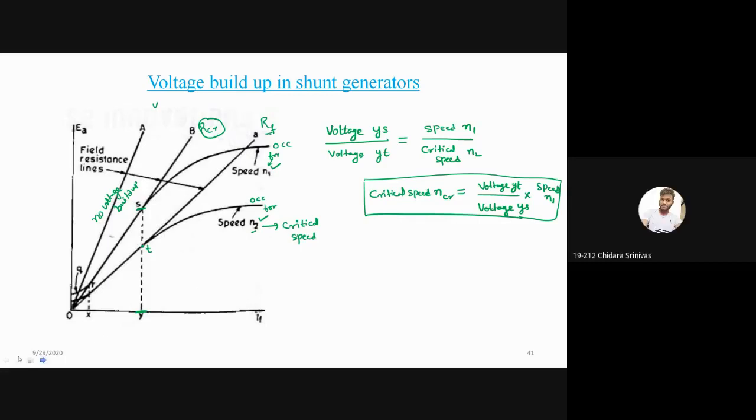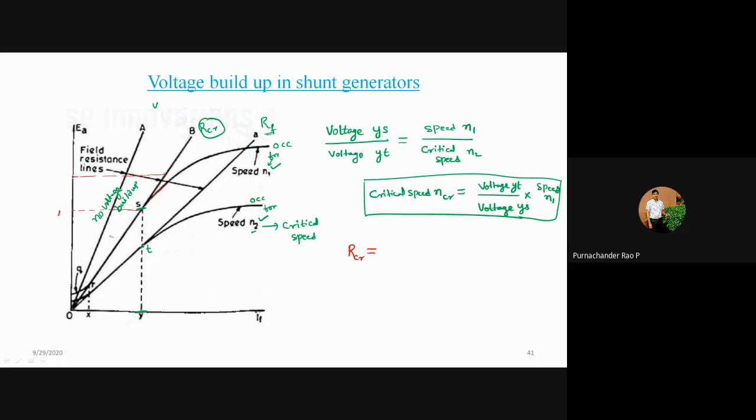Yes, sir. So how can I find the critical field resistance now? RCR, this is the critical field resistance. RCR will be equal to... So for our open circuit characteristics, we are just taking these two points. And here I will consider this point onto your RCR line, and this is a point S like that.